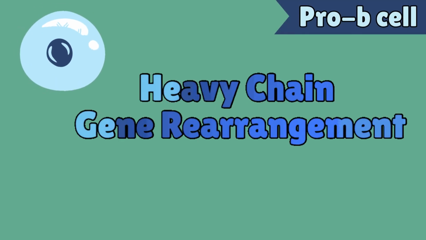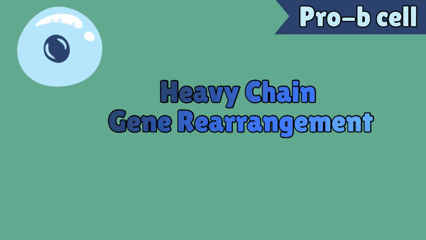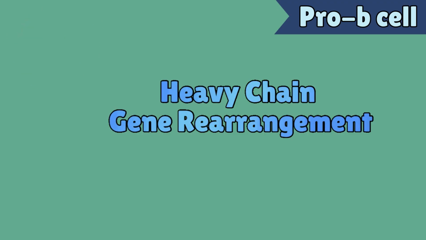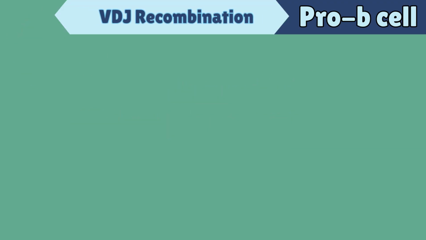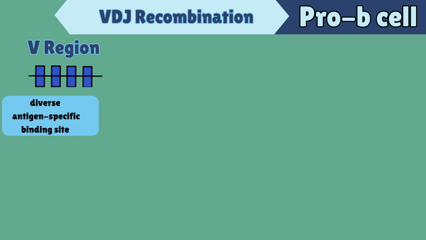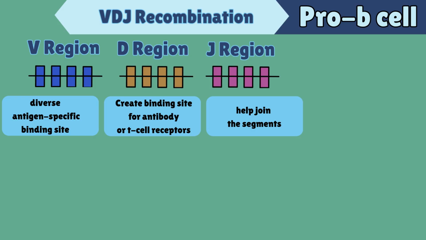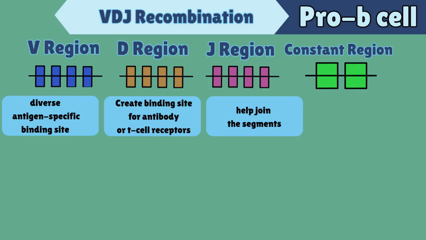The official stage of pro-B cell begins with the heavy chain gene rearrangement. This is also called the VDJ recombination. The VDJ recombination consists of four different gene segments. The V region creates diverse antigen-specific binding sites. The D region creates binding sites for antibodies or T-cell receptors. The J region helps join the segments together. And then we have the constant region, which determines the antibody class such as IgM, IgD, IgA, IgG, and IgE.